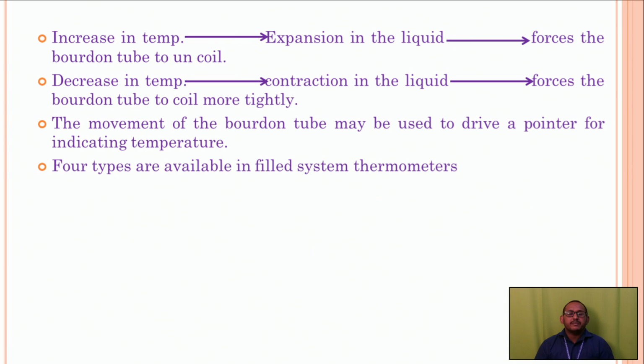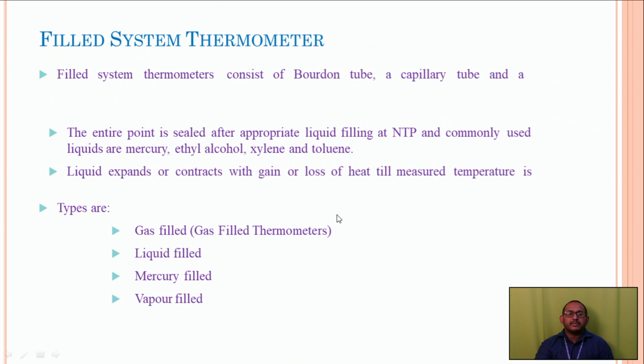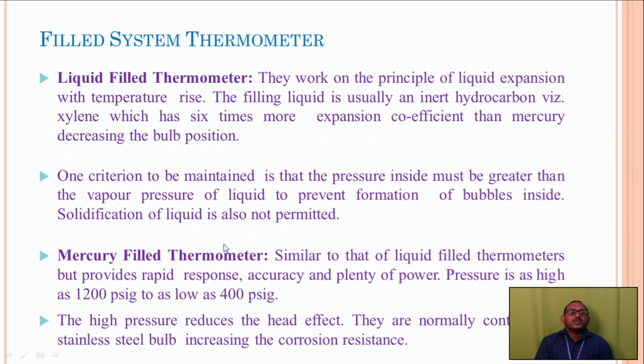Then the four types which are available in the filled system are liquid filled, gas filled, mercury filled and vapor filled. These are the four types which come under the filled system thermometers. We will discuss these four types now. First one is the liquid filled thermometer.